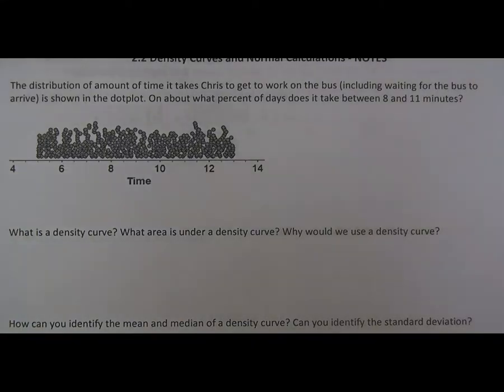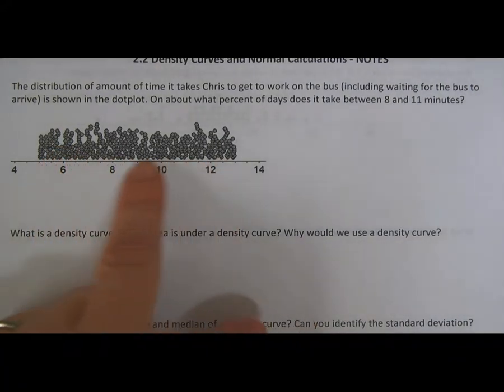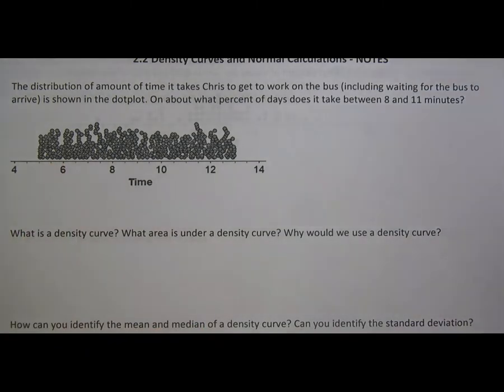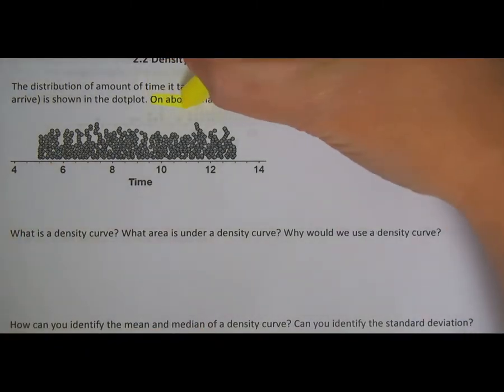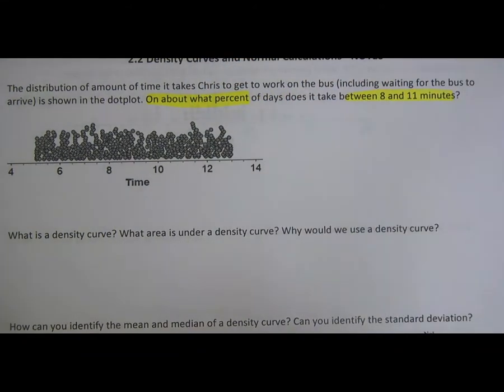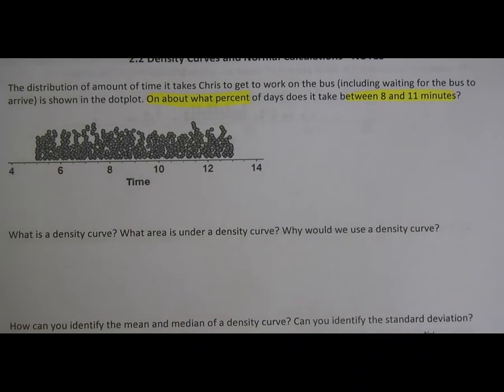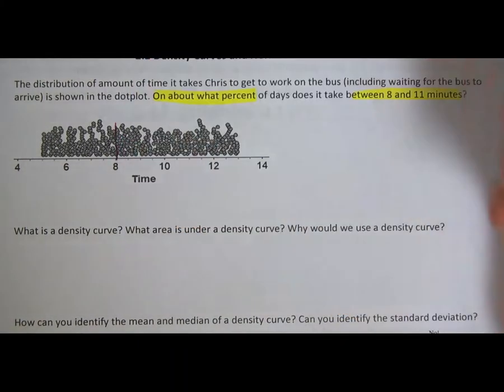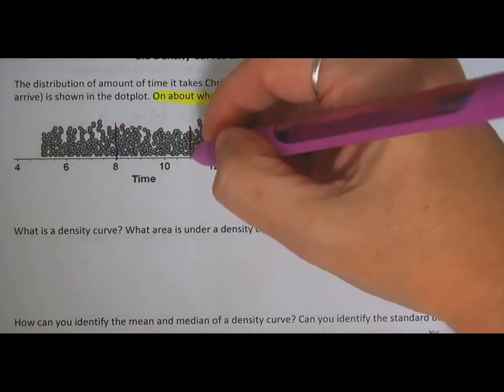It says the distribution of amount of time it takes Chris to get to work on the bus is shown in the dot plot. We've got a whole bunch of different commute times here. There are so many dots packed on there, they're overlapping and almost impossible to count. But we're supposed to figure out on about what percent of days it takes between 8 and 11 minutes for Chris to get to work. So I'm going to mark off my area of interest, 8 to 11 minutes.